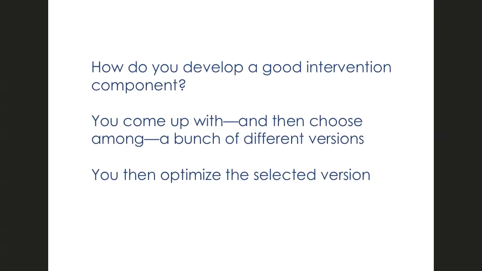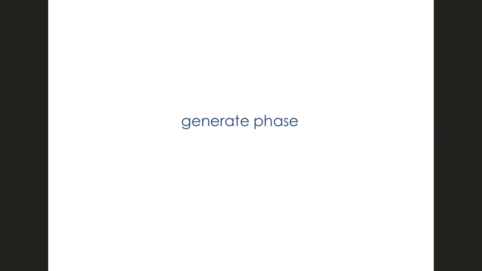And so the question is, how do you actually develop these individual components? Well, as Julian mentioned, you create a whole bunch of alternatives, and you think about them systematically, you test them, and then you choose among them. And then those things that you think have the most legs, those are the ones that get pushed into the optimization pipeline.